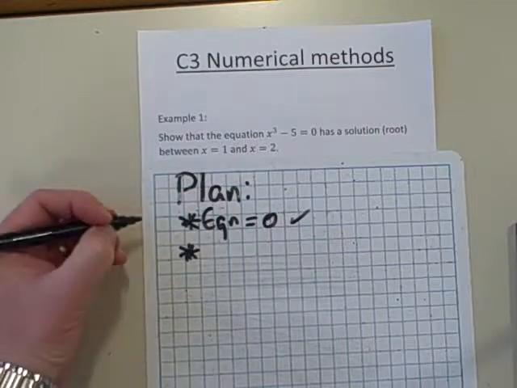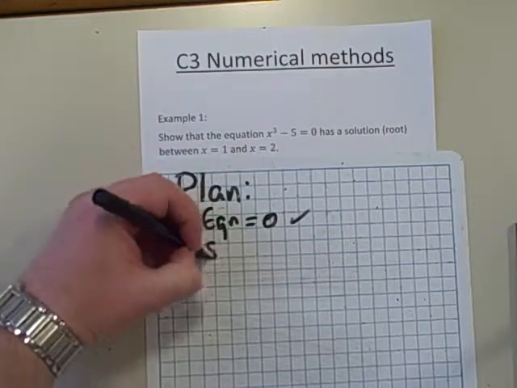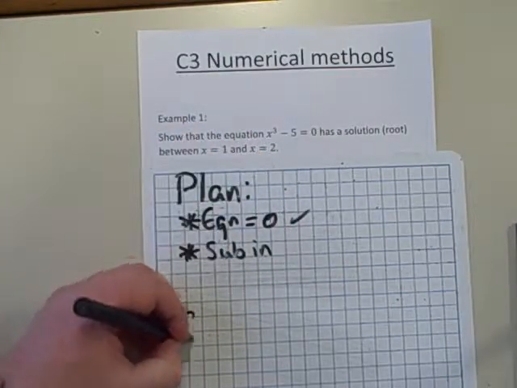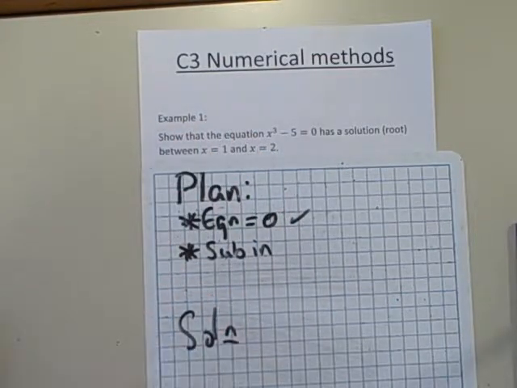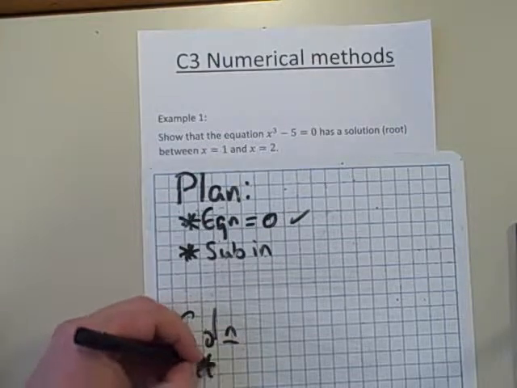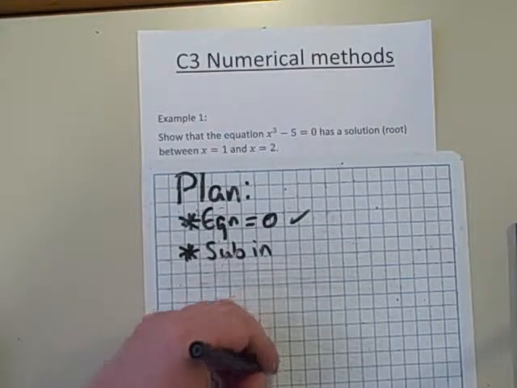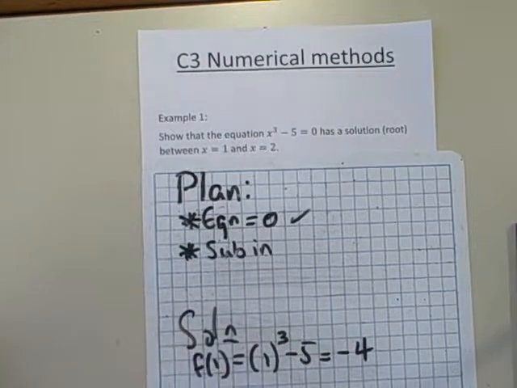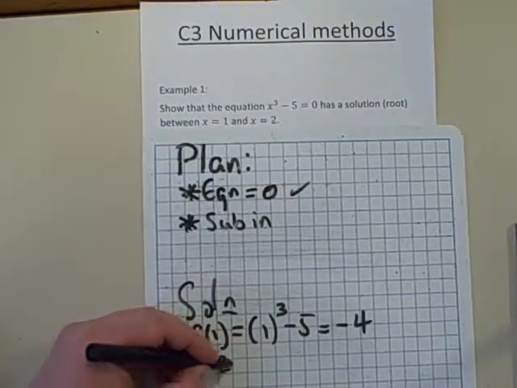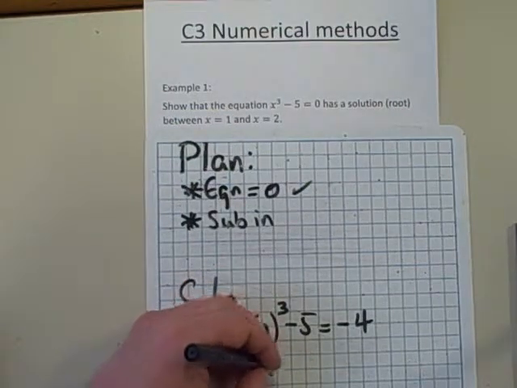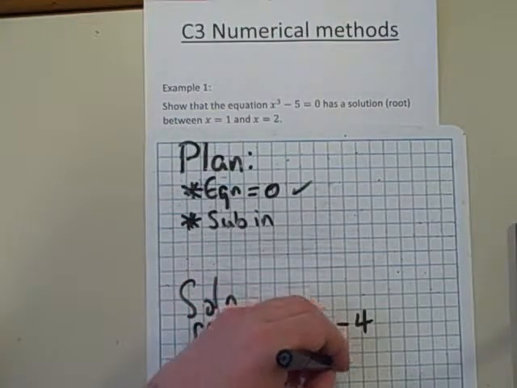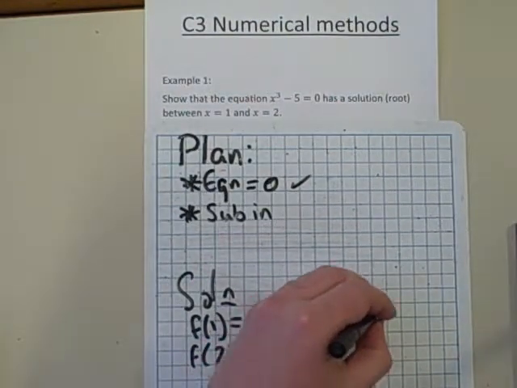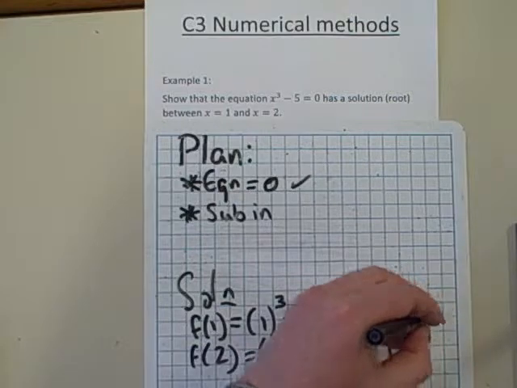The next thing you want to do is quite nice, because all you need to do is just sub in the values. So if I put 1 in, it's 1 cubed minus 5, which is minus 4. And if I put 2 in, it's 2 cubed minus 5, so that's 8 minus 5, so that's 3. The values are minus 4 and 3. So there's a sign change.